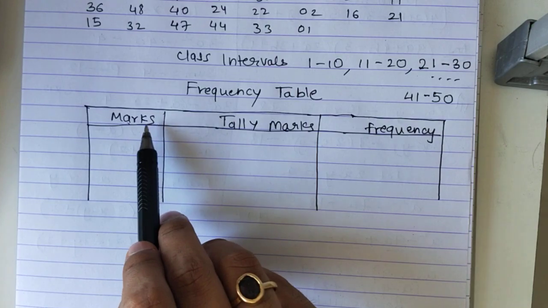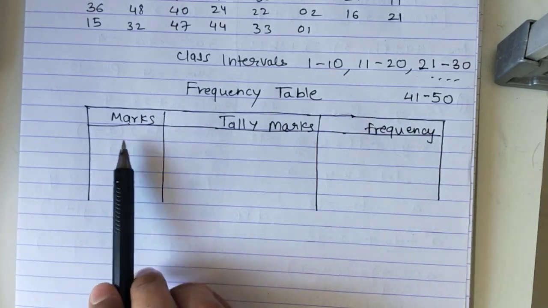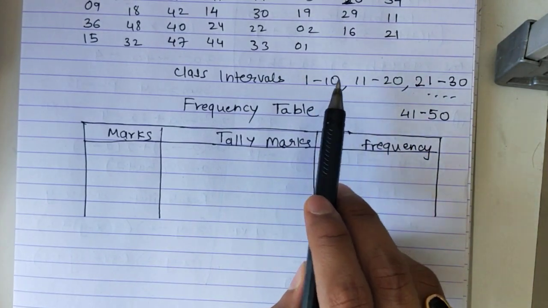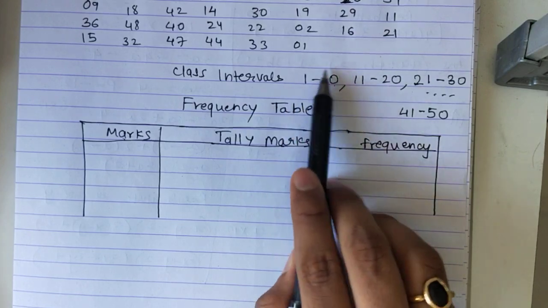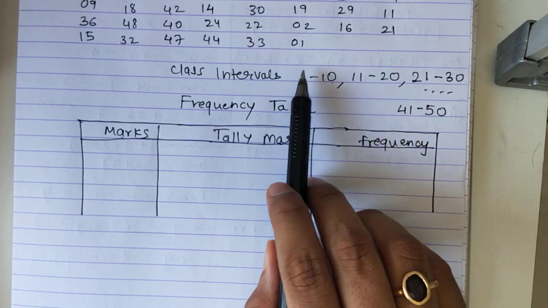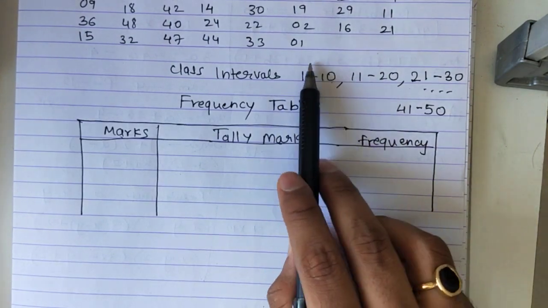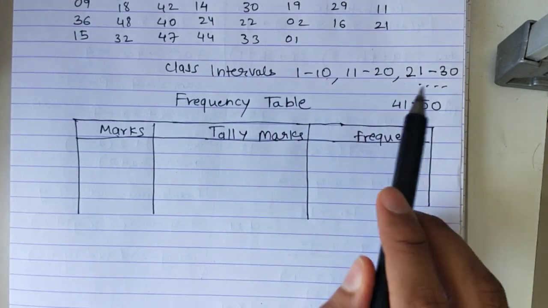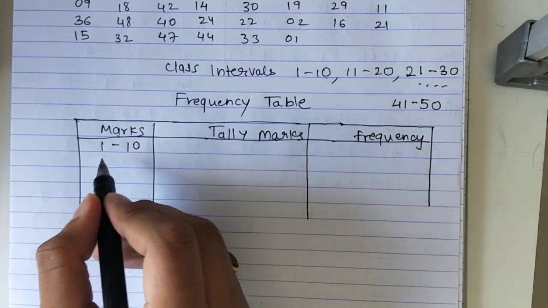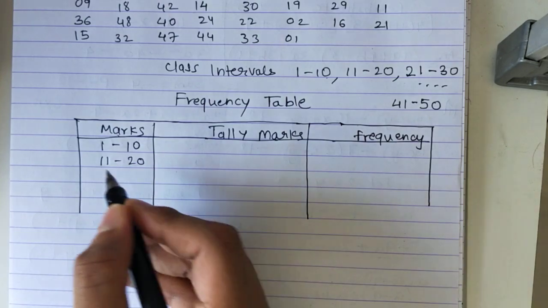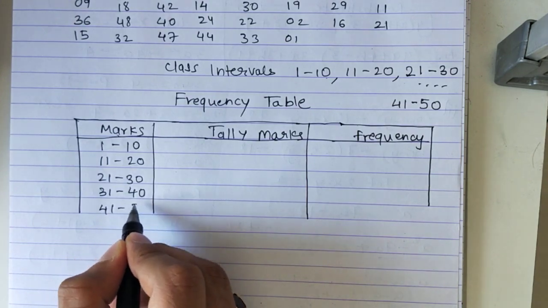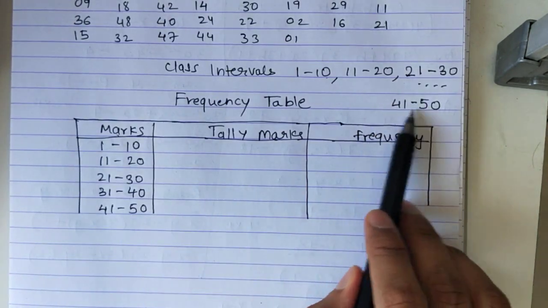Now these marks means we have to write the class intervals here. Class intervals denotes that 1 to 10 means students who have secured marks between 1 to 10. Okay, for example, someone who scored 2 marks, someone who scored 7, someone who scored 9 would lie in this range. Correct. So this is class intervals. Intervals means the range. So here we will write these ranges here. 1 to 10, 11 to 20, 21 to 30, 31 to 40, and 41 to 50. They have told that this is the last range in the question.